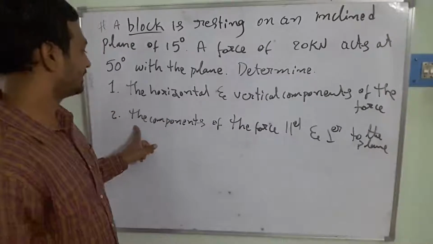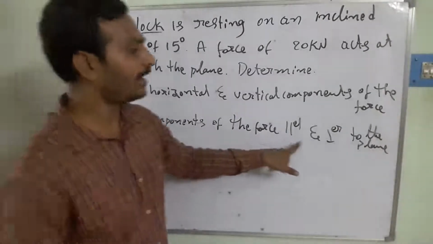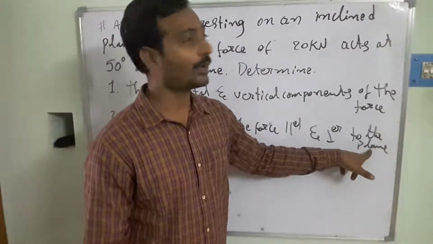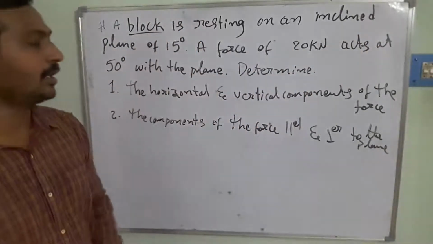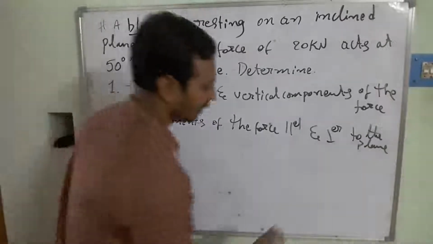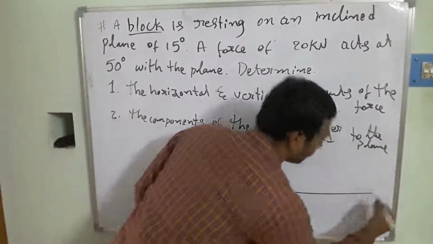And similarly, the second one, the components of the force parallel and perpendicular to the plane. Which plane? This is going to be the inclined plane. So that is the 15 degrees we need to take. So if I am going to draw the diagram for this one, first I am going to take the horizontal component here.